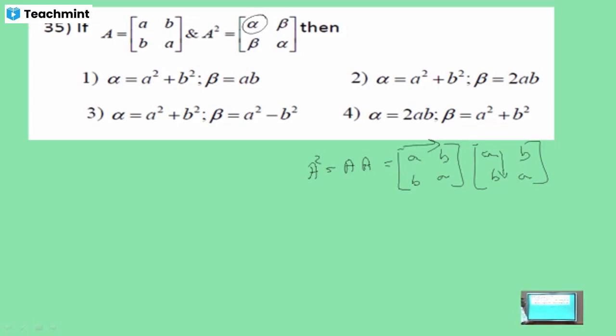As you are observing, it is either the first, second or third option. Then I have to check what beta is. To get beta, I multiply the first row with the second column. Then a into b is ab, b into a is ba, ab plus ba is 2ab. So beta is equal to 2ab. Here beta equal to 2ab is the solution. Here beta equal to a square minus b square is not the solution. With this, we conclude today's class.